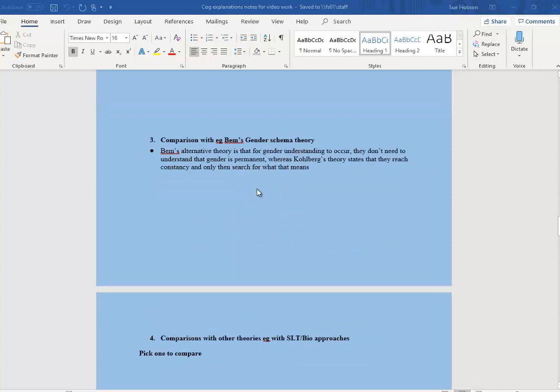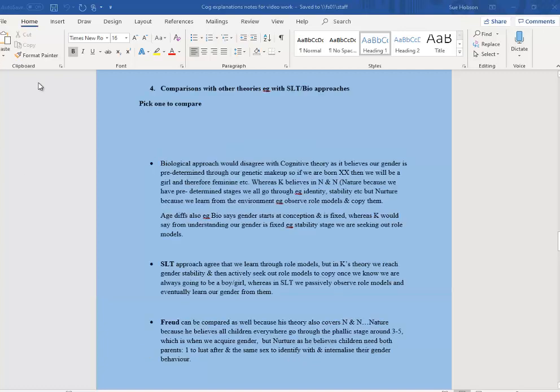It's useful also to make comparisons with gender schema theory. Once you've had a look at the video on gender schema, you'll be able to do this. But here Bem's idea is that they don't need to understand gender as permanent, whereas Kohlberg's theory states that they have to reach constancy and then they look for role models. Bem is saying they don't actually have to have that constancy yet. And of course, what you're always going to be trying to do is make comparison with other approaches. So I'll show you in a moment the other approaches. It's useful for you to bring in any comparison here.